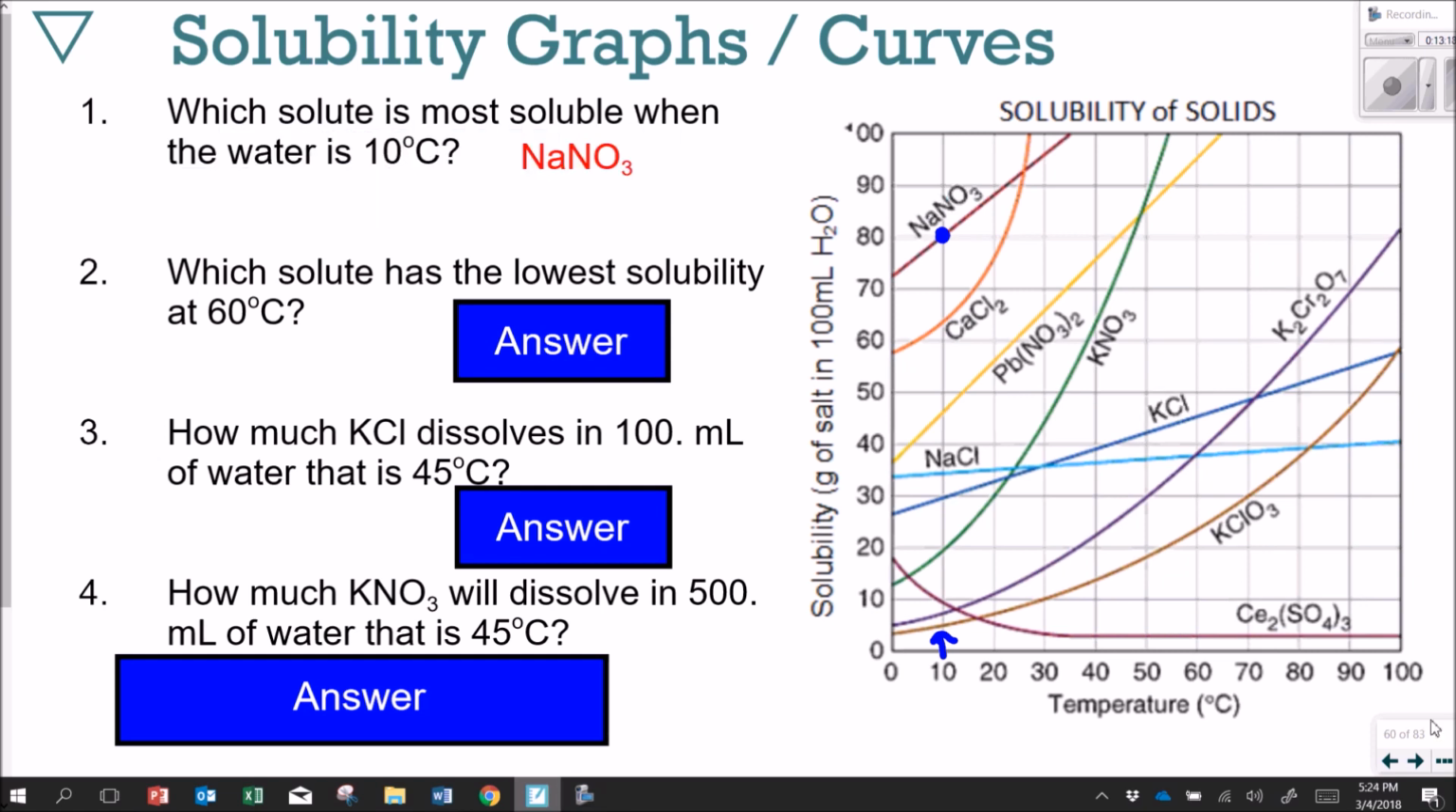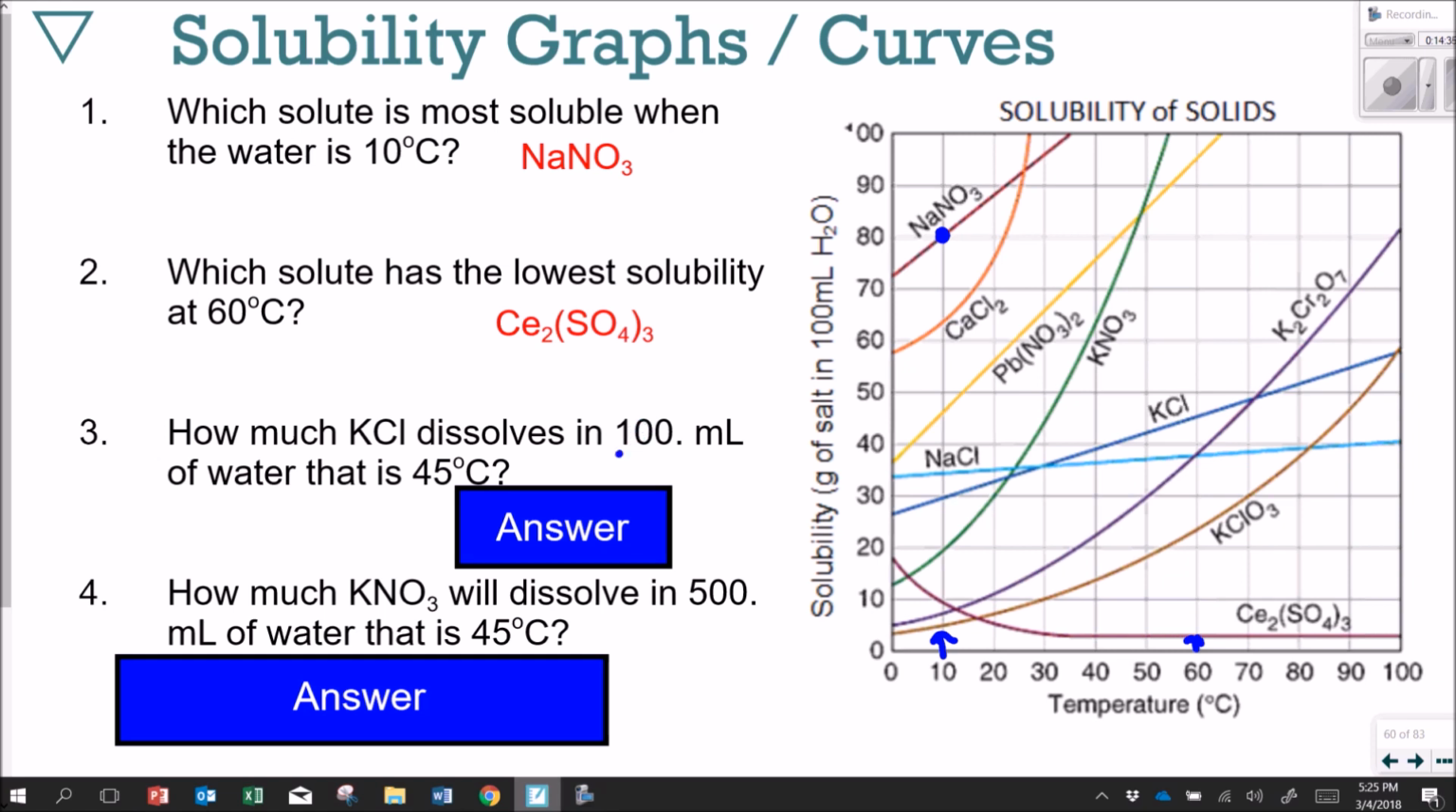Which solute has the lowest solubility at 60 Celsius? So I go to 60 degrees Celsius, and I see that cesium sulfate has the least amount of solute dissolved at that temperature. How much potassium chloride dissolves in 100 milliliters of water that is 45 degrees Celsius?